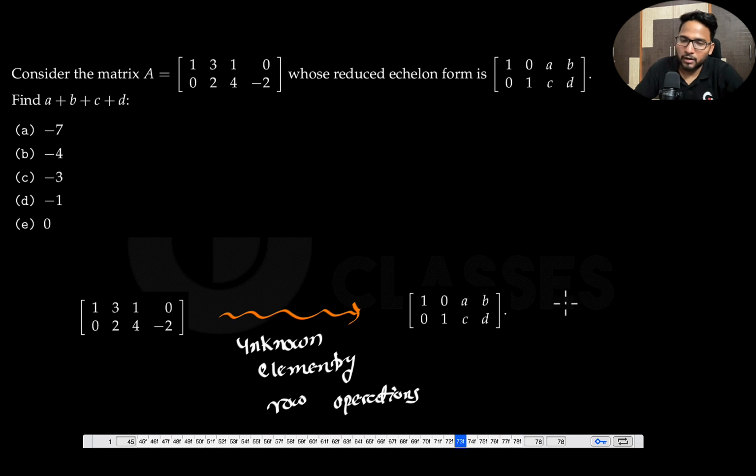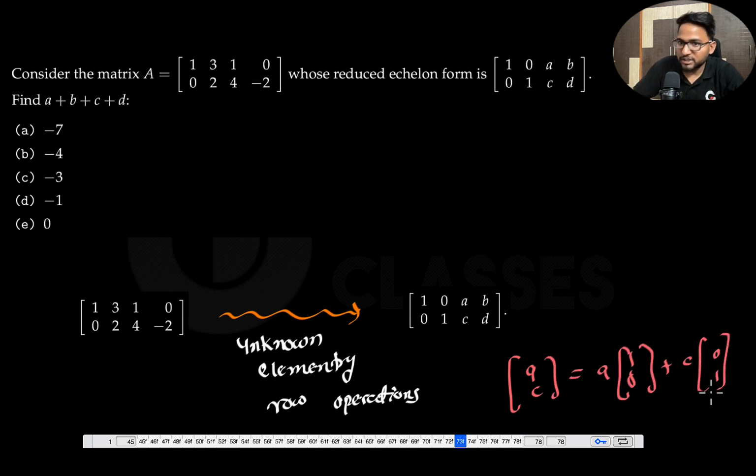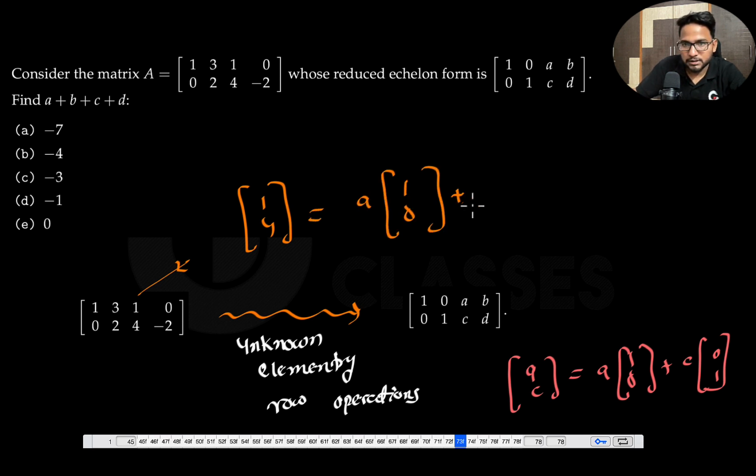One thing you know, after an elementary row operation, is that this vector can be represented as a linear combination of these two vectors, which means this vector, which is A, C, can be written as A into 1 0 plus C into 0 1, and that should follow throughout. So this vector also can be represented like this, equal to A into 1 0 plus C into 3 2, isn't it? Now from here, if you try to solve for A and C, then you can easily solve.